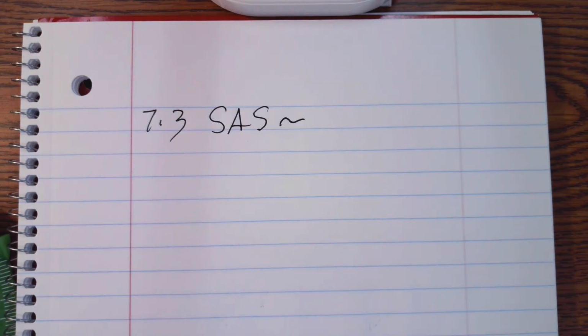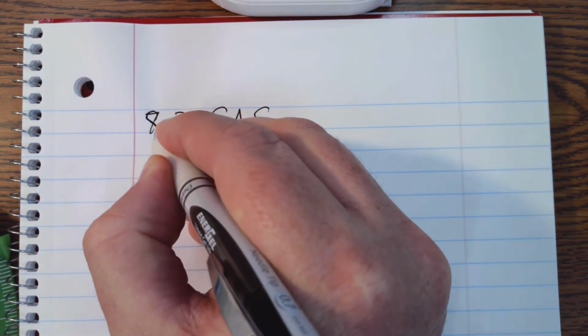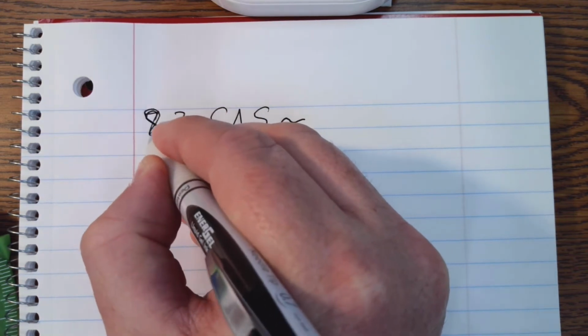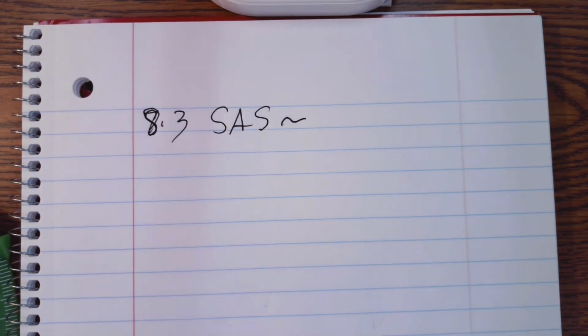All right, we're going to go ahead and finish up 7.3, and I believe it's SAS similarity. By 7.3, let's pretend that I put an 8 here, and that would refer to chapter 8 instead of chapter 7. I should stop going back to the past. And I believe that we already have the side angle side similarity theorem written down. Is that true? Yeah. Okay.